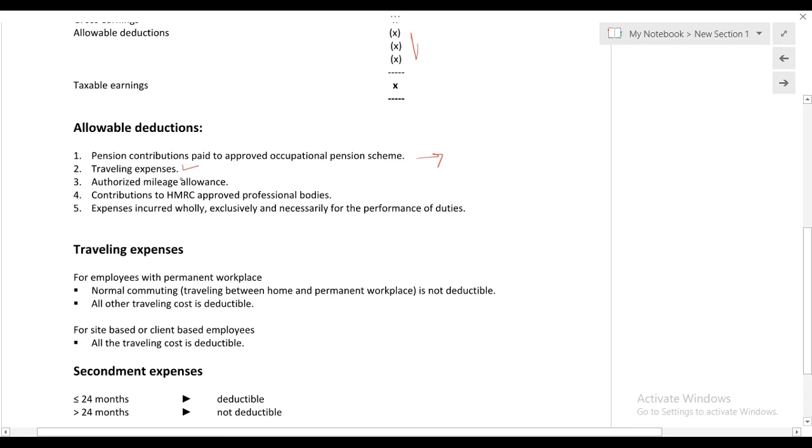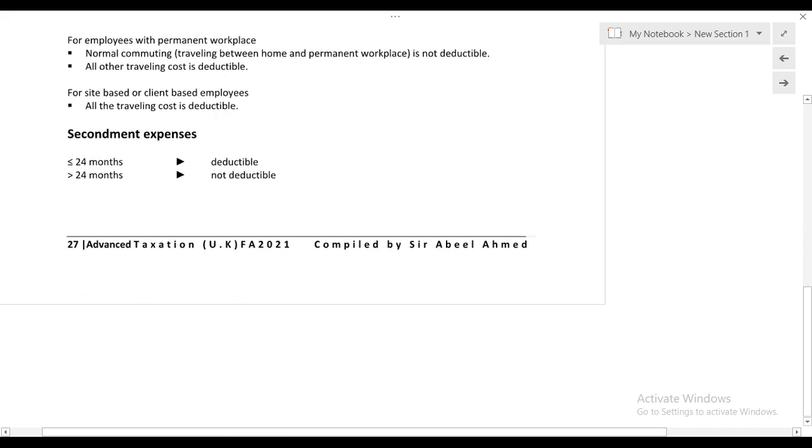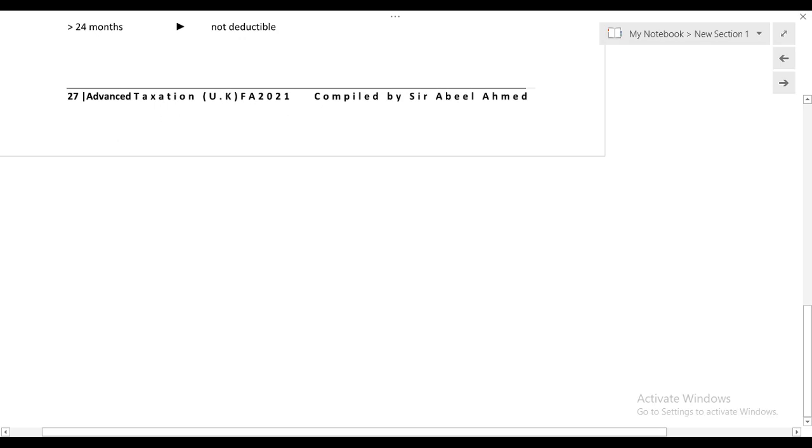Traveling expenses, which are for the sake of employment. Authorized mileage allowance, we're just about to discuss. Just let us discuss first the concept of authorized mileage allowance. You can say approved mileage allowance also. When an employee uses his or her own car for employment purposes, then this authorized mileage allowance concept comes into action.